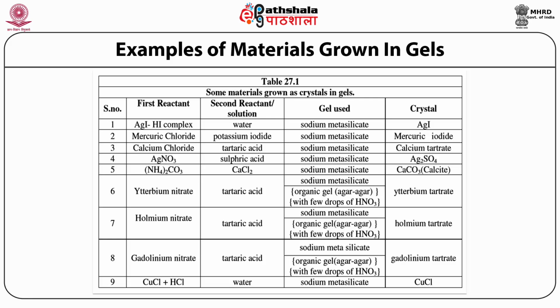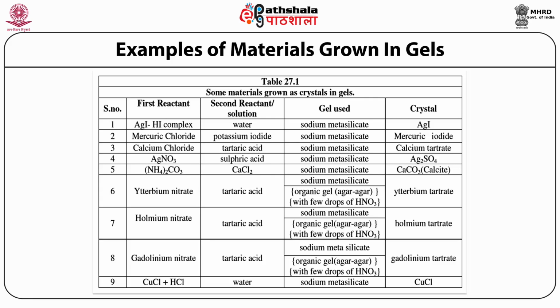The second reactant used is tartaric acid. In this, both gels are used, that is sodium metasilicate and the organic gel, which is agar-agar with a few drops of HNO3. The crystal grown using both types of gels is holmium tartrate.